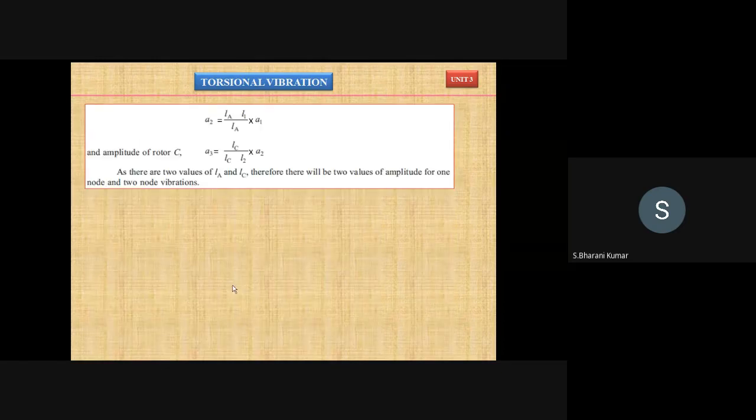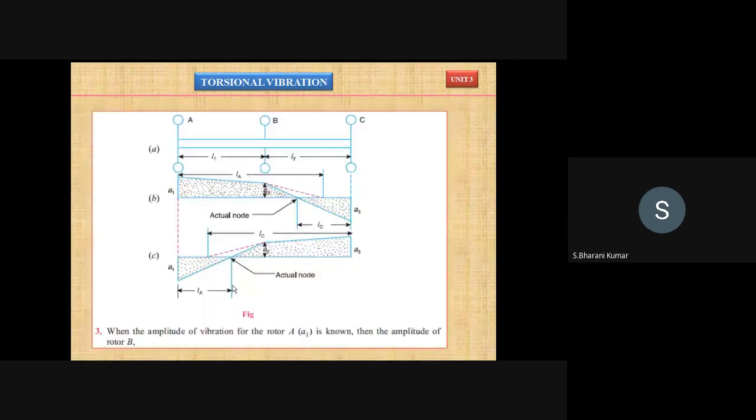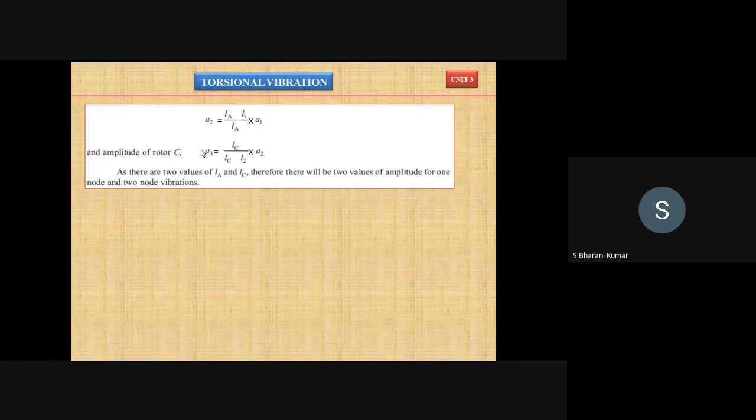And this is the A1, A2 and A3 calculation. The amplitude of vibration of rotor A is known as the amplitude of rotor B, and like that A2 and A3 will be given. This will be very clear to you while solving the problems.